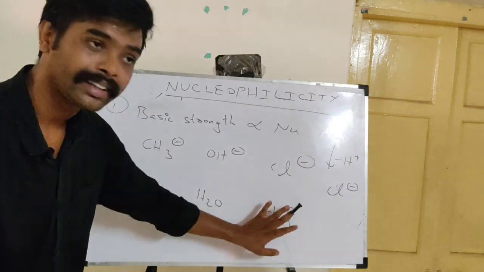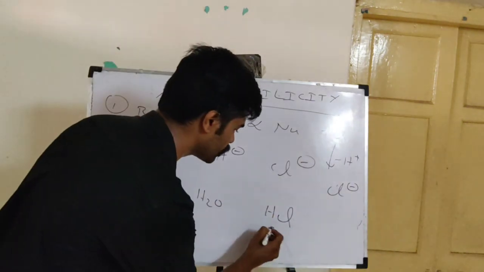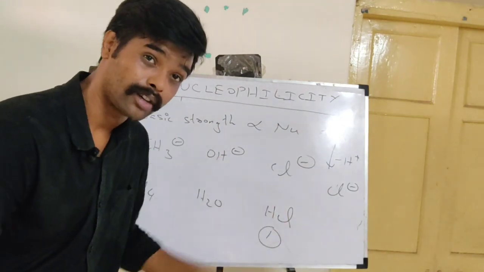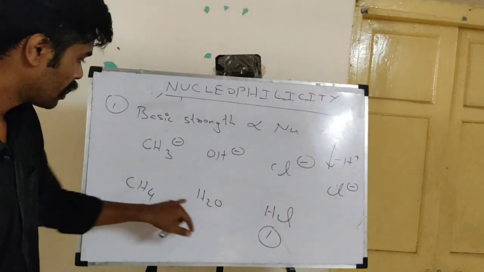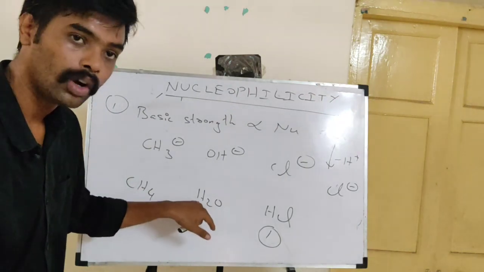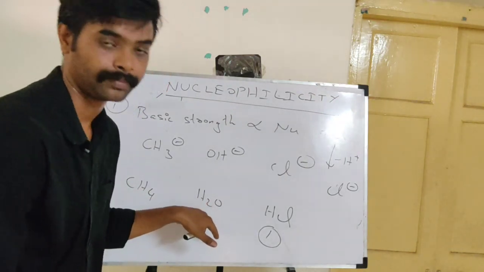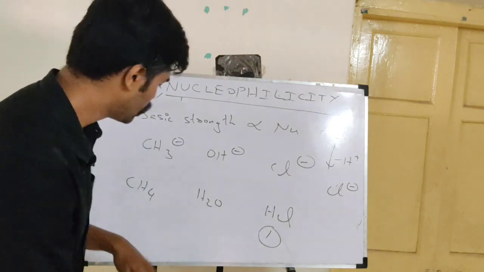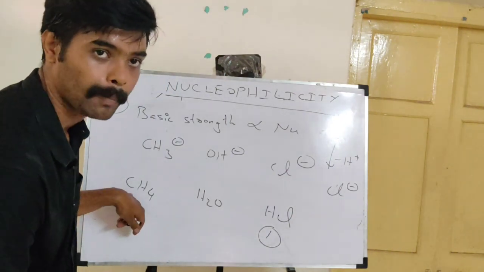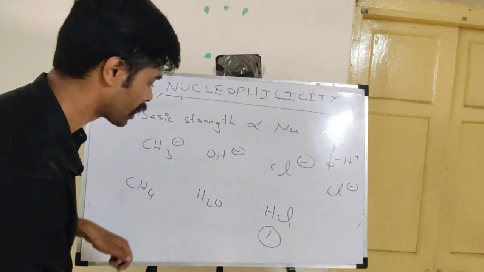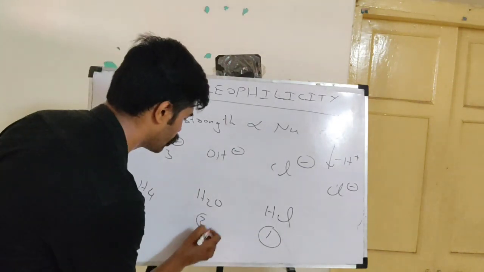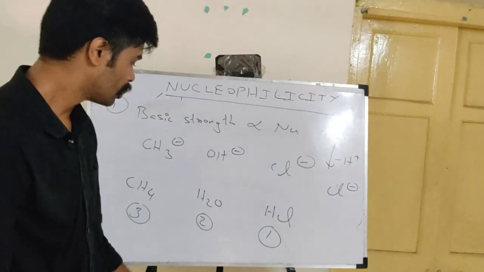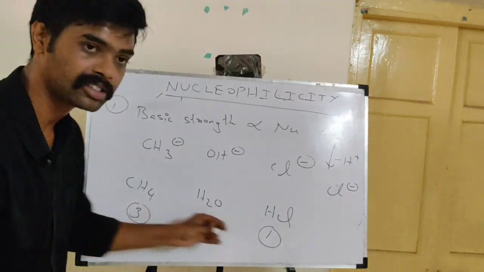If I compare the acidic strengths here, the first rank goes to HCl, the strongest of all acids. Next, comparing CH4 and H2O, H2O is amphoteric, that means it can be an H plus acceptor as well as an H plus donor. But CH4 is a neutral compound, it can neither give nor accept H plus. So the second rank goes to H2O and the third rank goes to CH4. Very simple, right? So this is the acidic strength order.